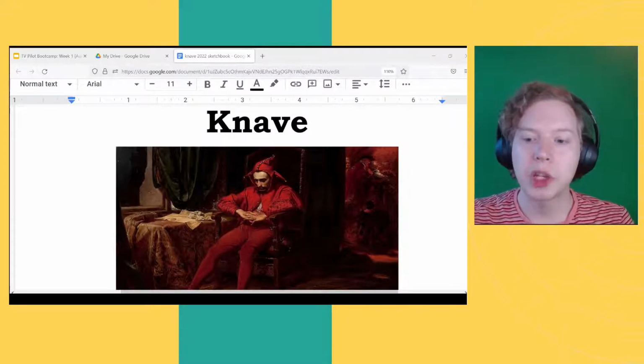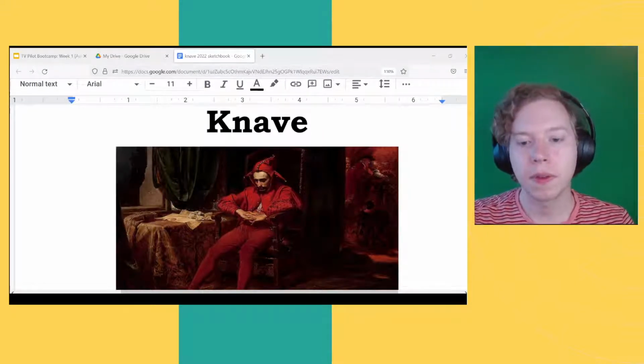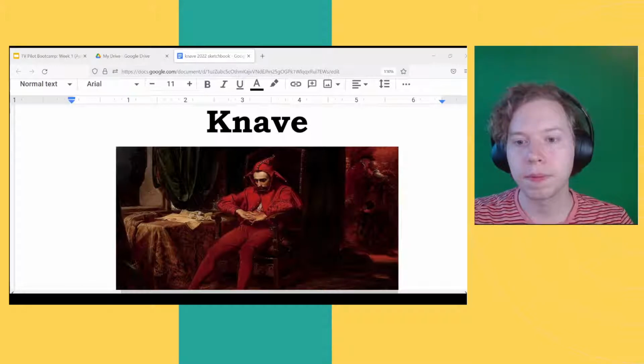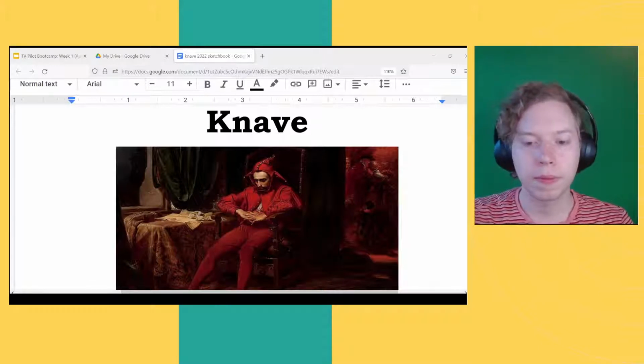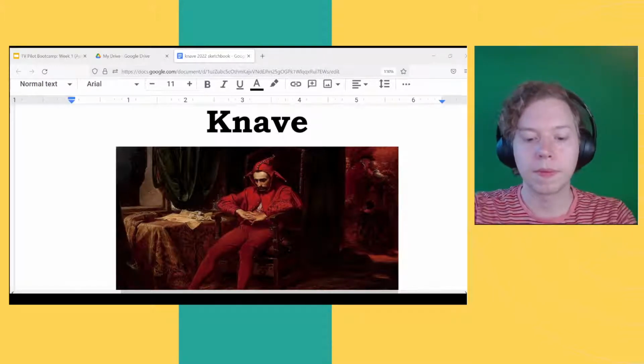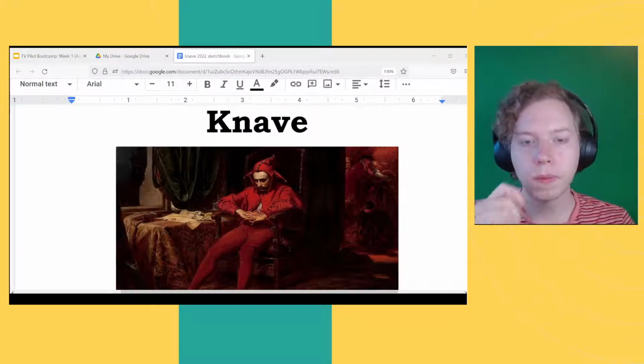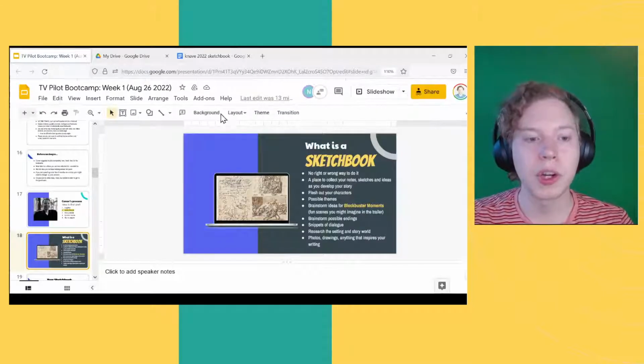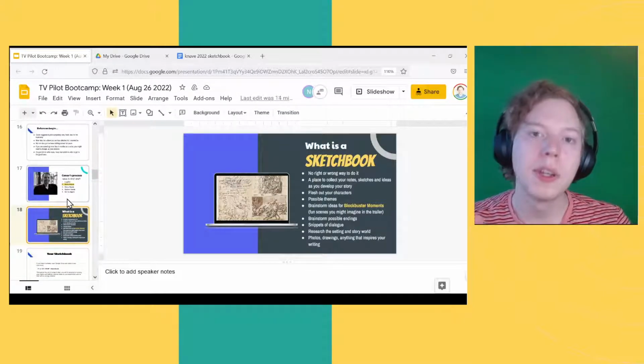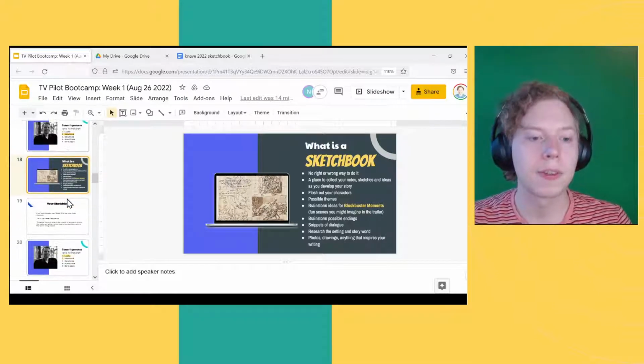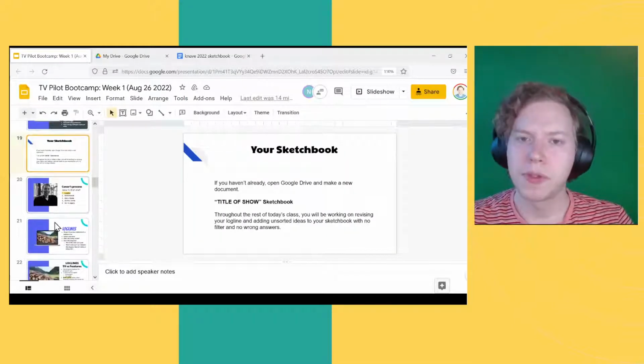Any others on sketchbooks before I move on from this? Okay, we will continue then. That was just how you might start to be filling out your logline, and I would recommend you be doing that throughout class. The sketchbook, I mean.